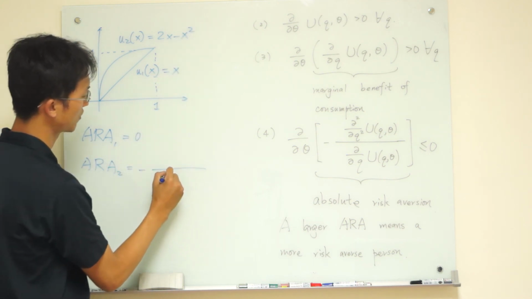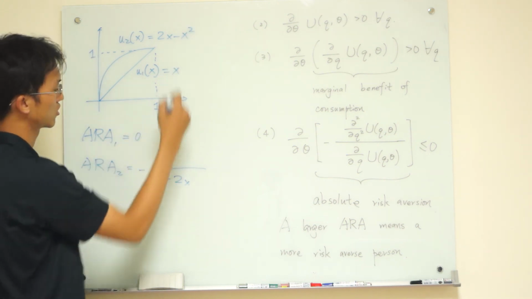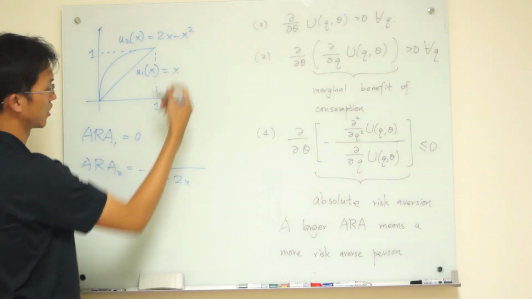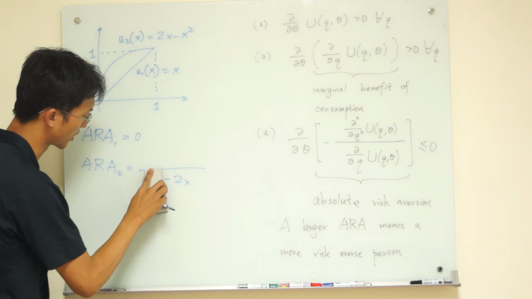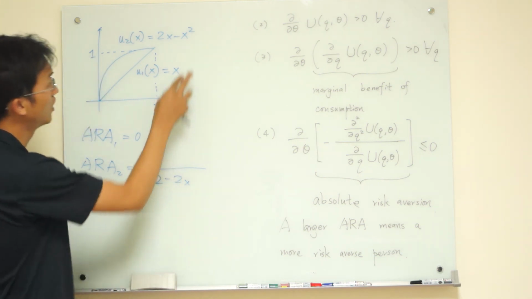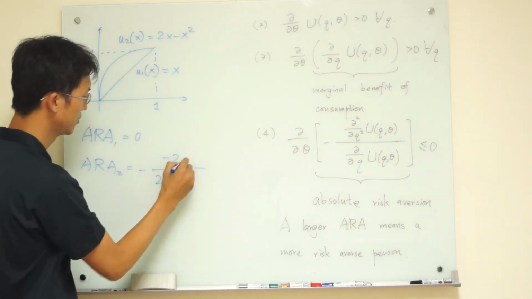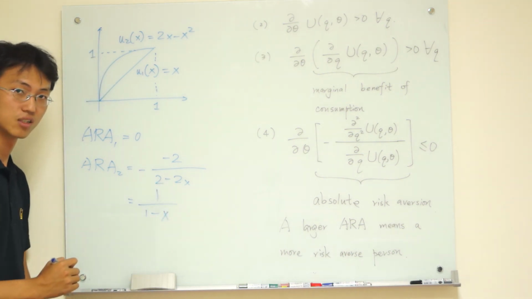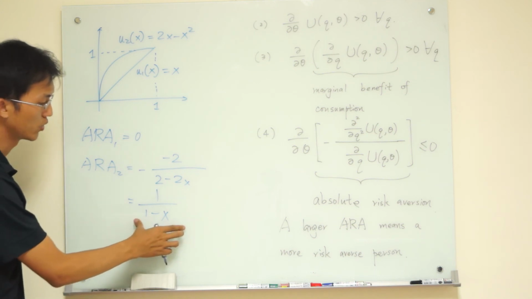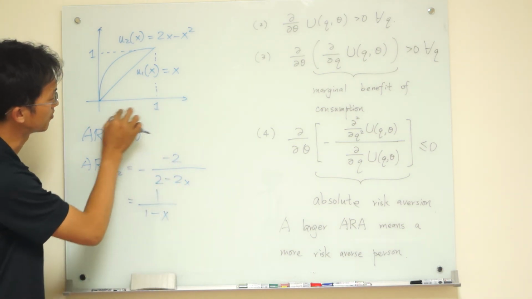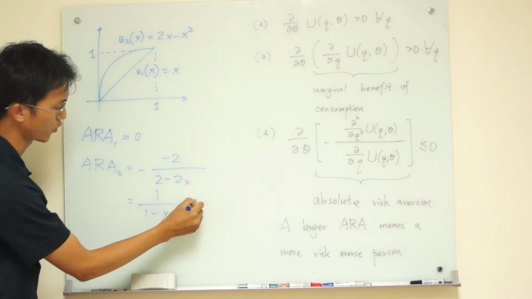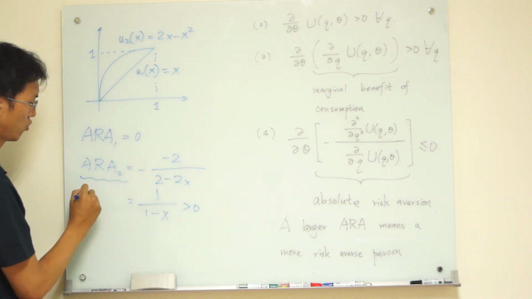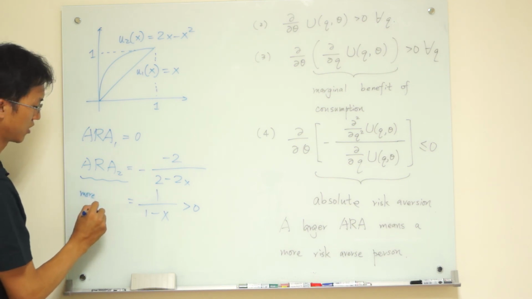The first order derivative, we get this. The second order derivative is 1 minus 2x. The second order, 2 minus 2x. The second order derivative is just negative 2. So we get 1 minus x. And then 1. With this in mind, if x is between 0 and 1, we know this thing is greater than 0. So that means the second guy is more risk averse.